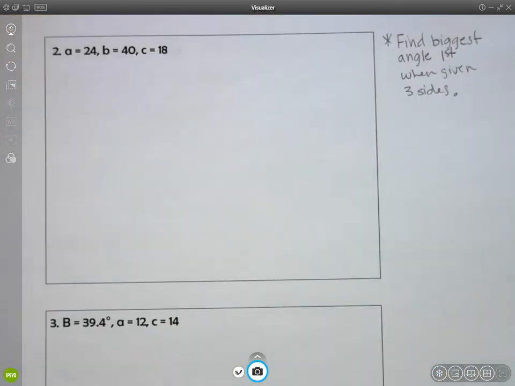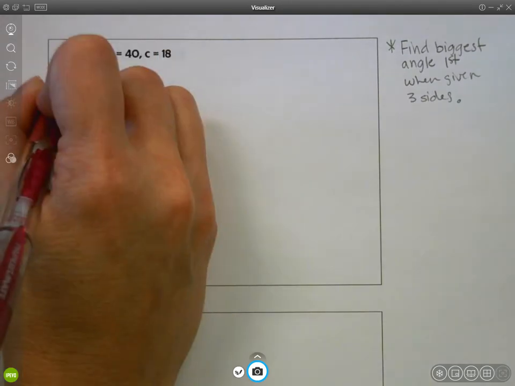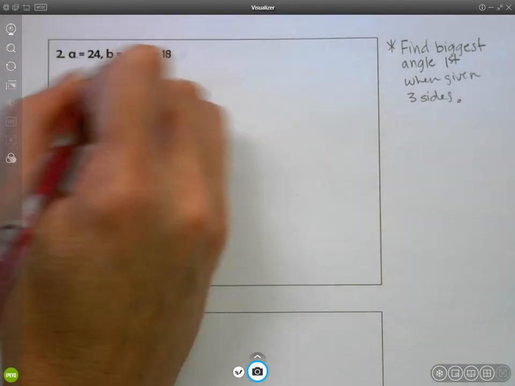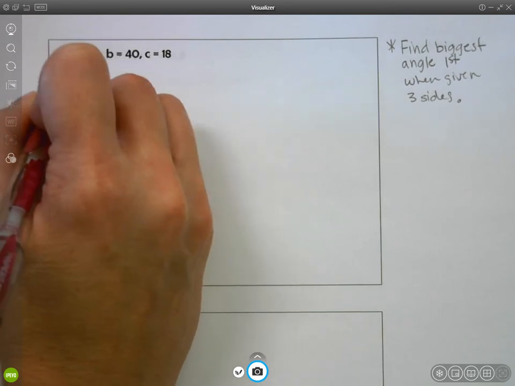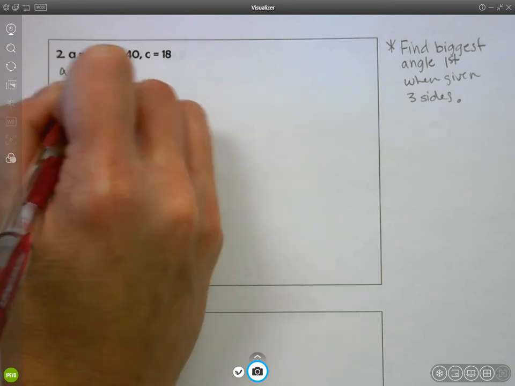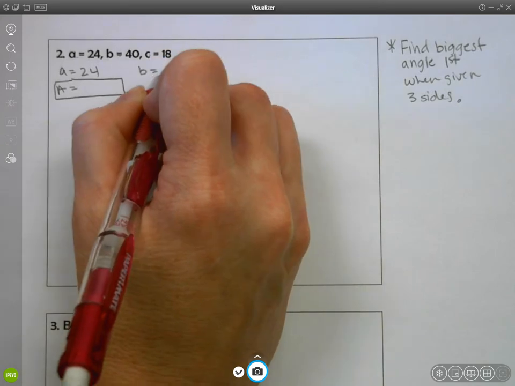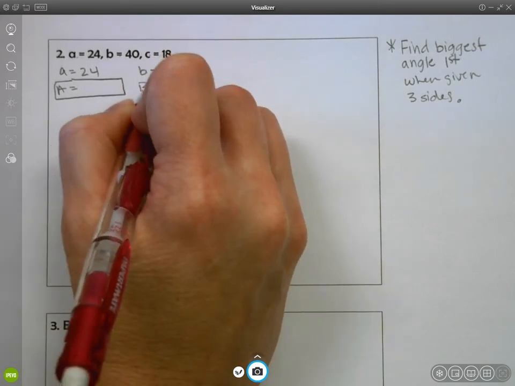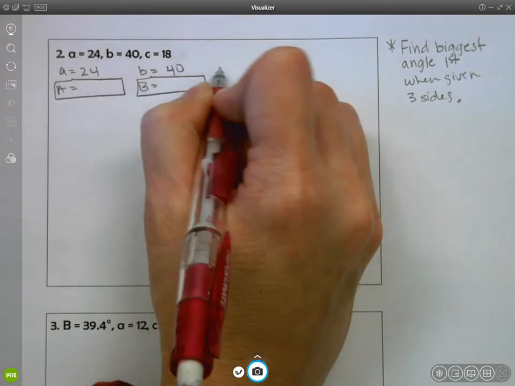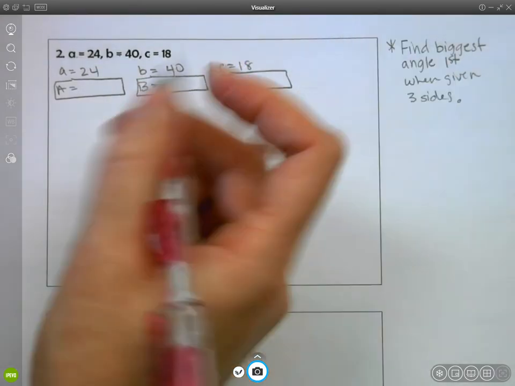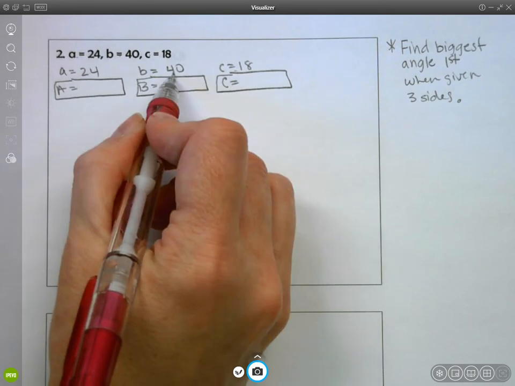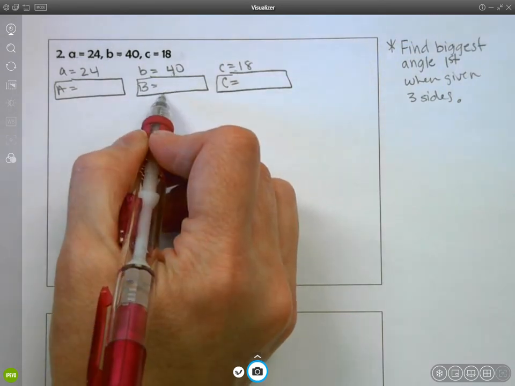Okay. All right, so setting up my info, we have A, B, C. I don't know if I'm going to be able to write in the amount of space if I try to just use theirs, so I'm going to go ahead and write it out like we normally do. All right, so the biggest side is 40. So I'm going to find angle B first.